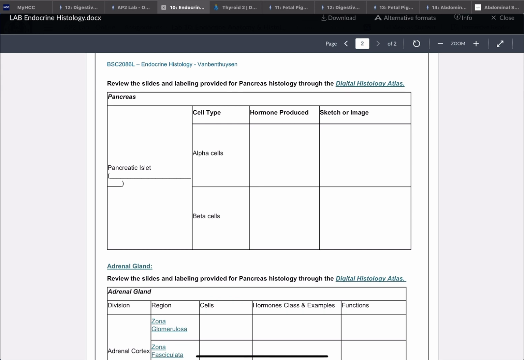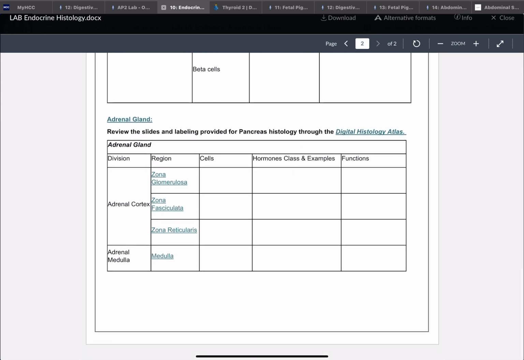So there are actually 4 different cell types that produce hormones in the islets of Langerhans, but we are only focused on the alpha and beta cells, which are going to secrete glucagon and insulin, respectively. And then with the adrenal gland, for the cortex, there are 3 different layers or zones. There's not a specific cell type that you would need to know in these regions. I should have crossed that out, I'm sorry. So go ahead and block that out.